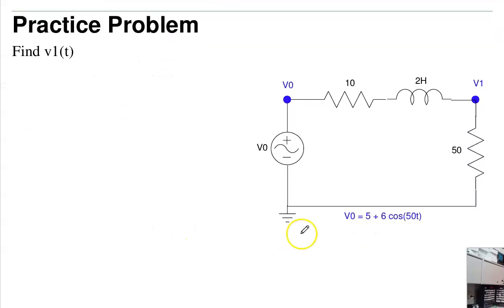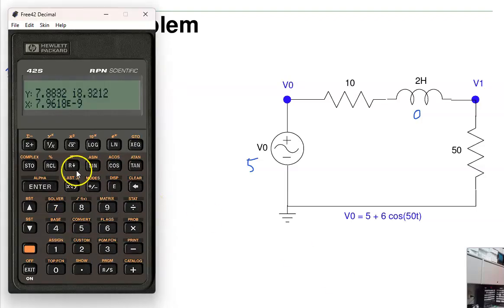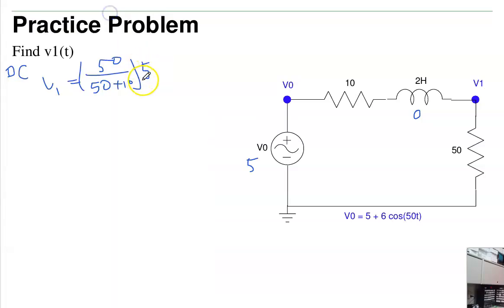So here's a practice problem. Suppose I have this one. Find V1. Let's pause the video and have you try to solve that one. Okay, starting out at DC, when the input is 5, this is 10, this is 0, that's 5. So for DC analysis, V1 is, by voltage division, 50 over 50 plus 10, that percentage of 5. That would be 5/6 times 5, 4.166 volts.